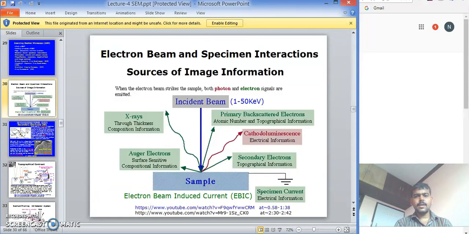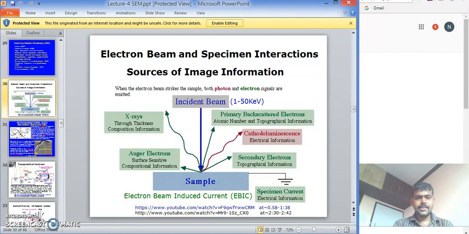Let us move to the next aspect, that is electron beam and specimen interaction. As you can see in this particular slide, the incident beam falls on the surface of the sample, and after interaction, it comes out as X-rays, Auger electrons, primary backscattered electrons, cathodoluminescence or secondary electrons, and they are detected by the respective detectors which are aligned in the scanning electron microscope.